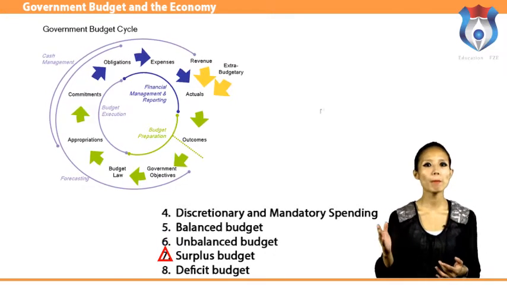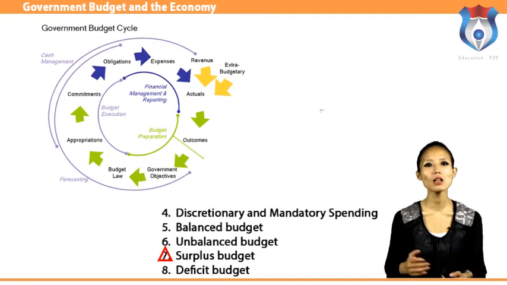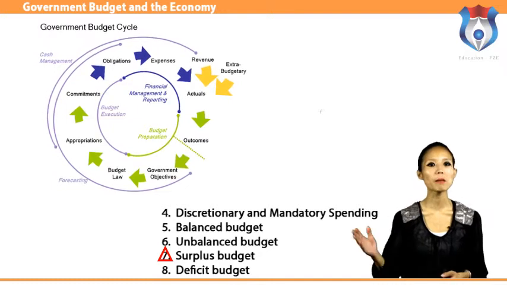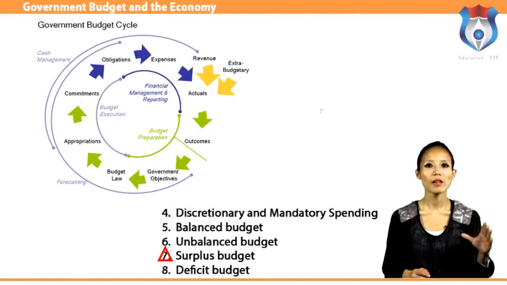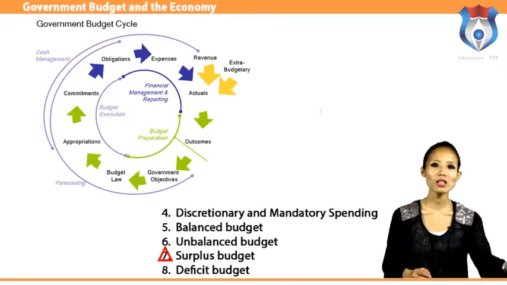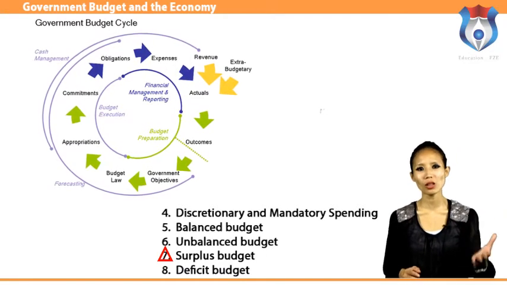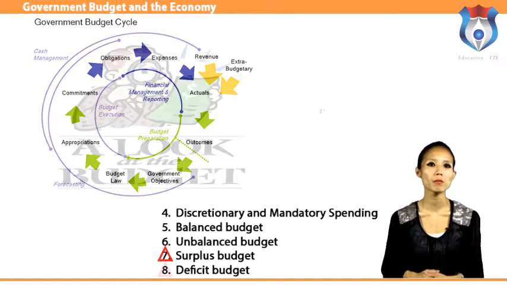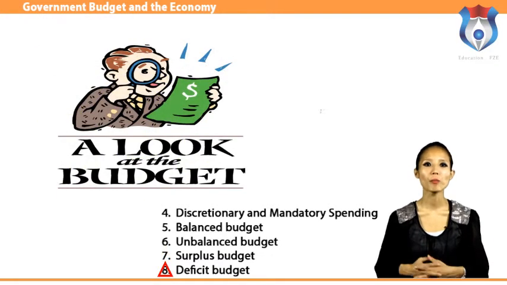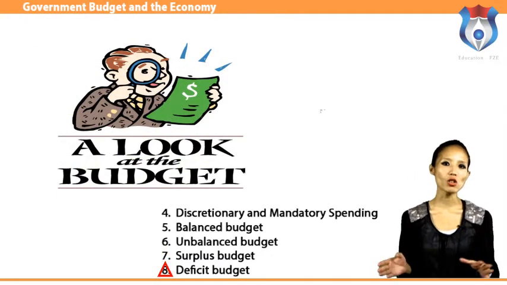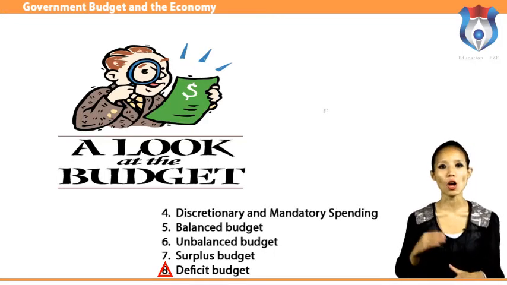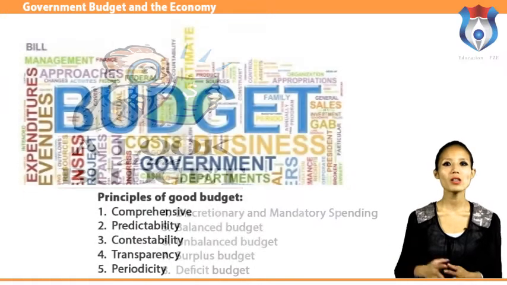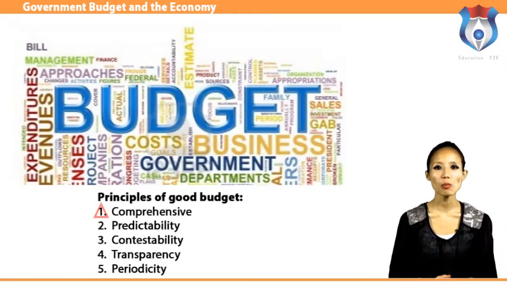Surplus budget. A budget surplus occurs when income is greater than spending. When people, organizations or governments have a budget surplus, this means that they have extra funds which can be used to do things like retiring debt. Deficit budget. The opposite of a budget surplus is a budget deficit, that is when your expenditures are more than your income.